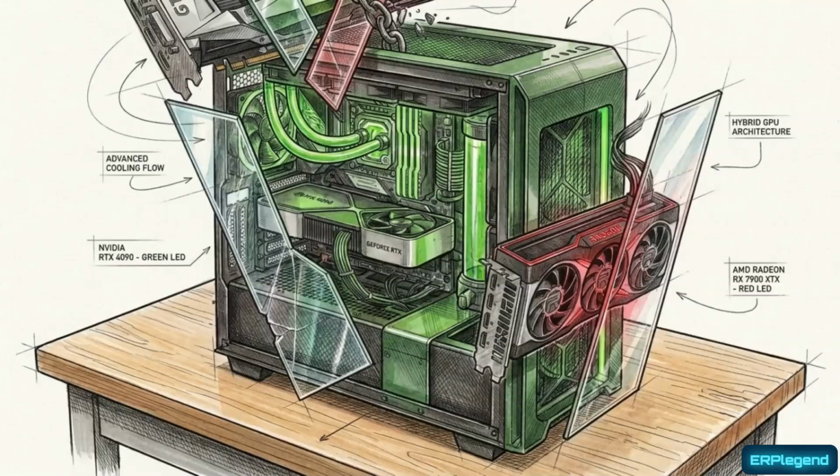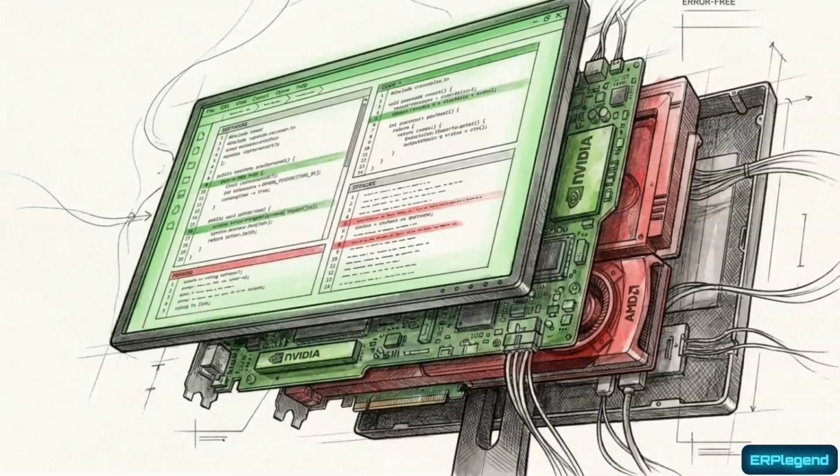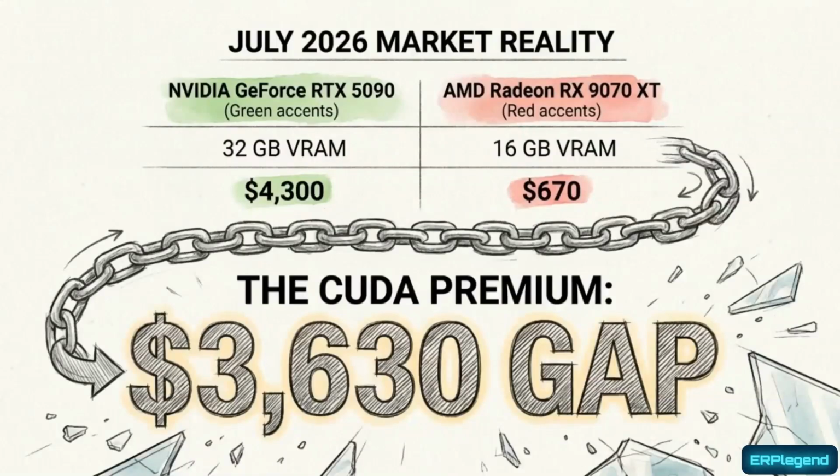For 3 years, the rule for running models at home was simple: buy an nvidia card. The general consensus was that CUDA was the only compute stack you could rely on to get models running without breaking your setup. This table compares the reality of July 2026.